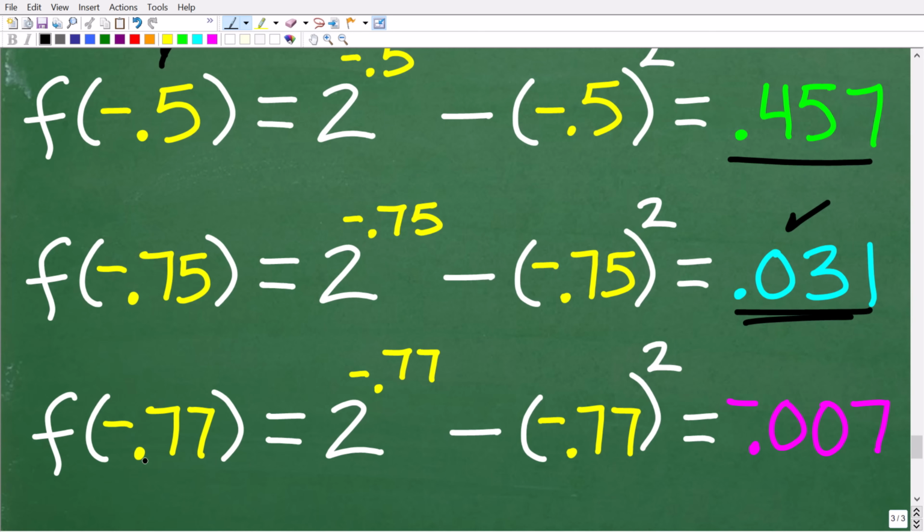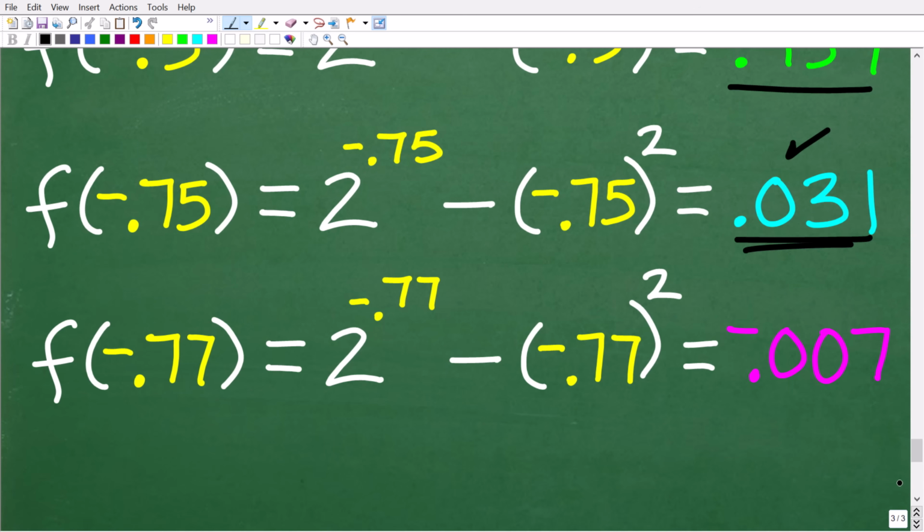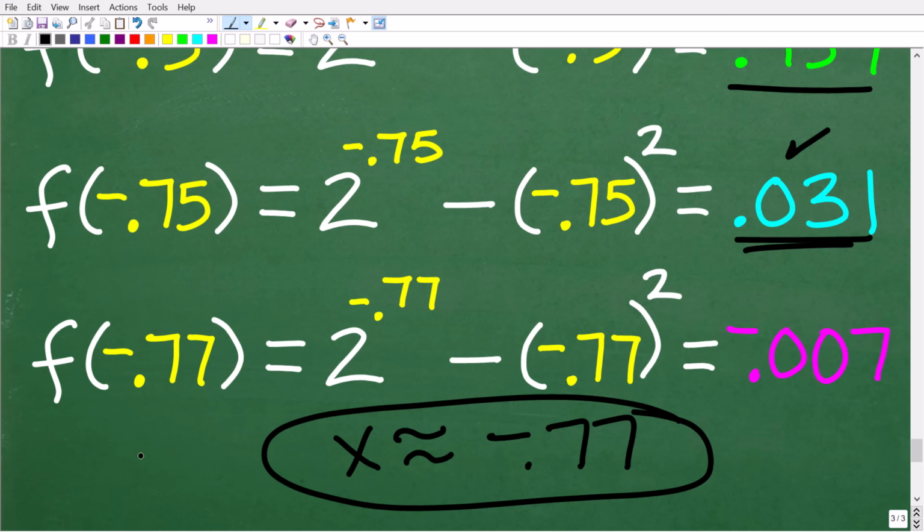So how about negative 0.77? Okay, so when we plug in negative 0.77 into our function, we'll end up with negative 0.007. Okay, so this can continue on and on if you want a more accurate answer, but a good approximation for this last answer is negative 0.77. So if you got something close to this, well, that is fantastic.